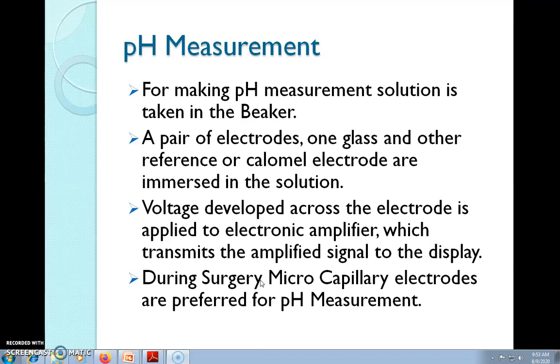If the accuracy of a pH measurement is 0.001 pH, then the voltage must be measured with an accuracy of 0.058 millivolt, assuming an ideal sensitivity of 58 millivolt per pH unit. So the accuracy requirement of the measurement will be 0.01%.